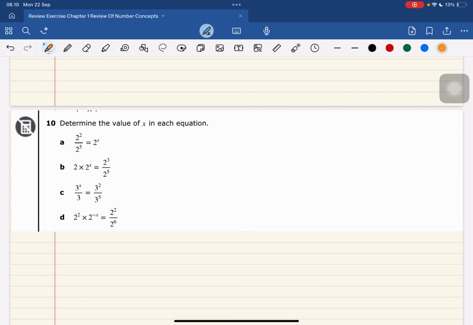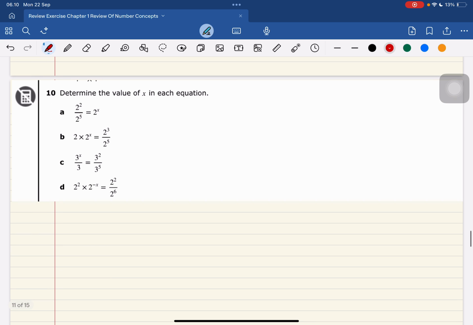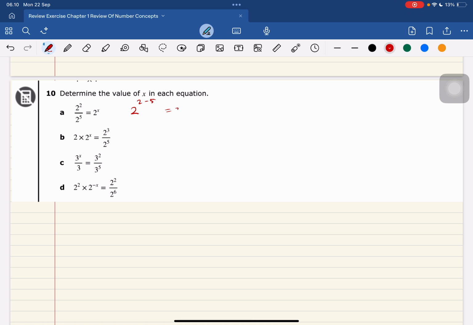Next, determine the value of x of each notation. Okay, so let's simplify the left side. It's gonna be 2 power of 2 minus 5 equal to 2 power of x. So this is 2 power of minus 3. So x is equal to minus 3.